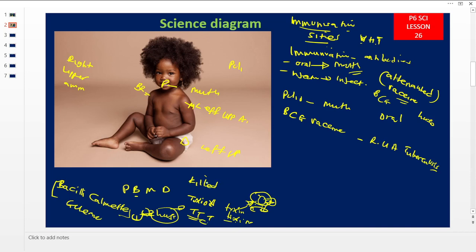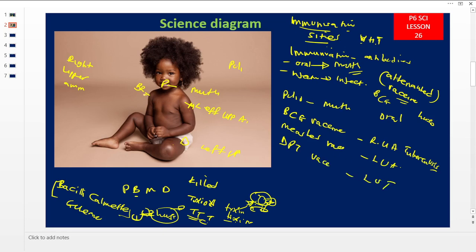Okay, so let us come back to our sites here. This is Please Be My Dad. Please Be My Dad. So "please" is polio vaccine, BCG vaccine, measles vaccine, and DPT vaccine. So "Please Be My" is standing for the measles vaccine, which is given to a baby through injection on the left upper arm. Then lastly, "Dad," that is DPT, a vaccine which is given to the baby on the left upper thigh.